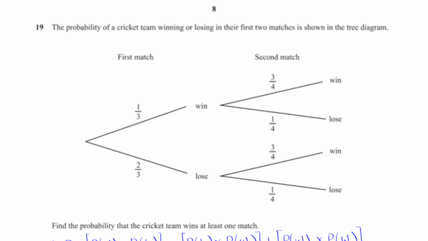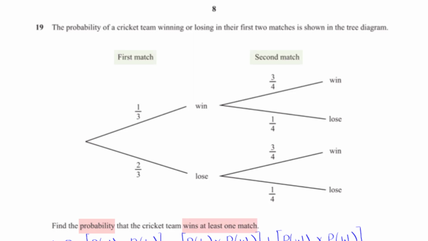The probability of a cricket team winning or losing in their first two matches is shown in the tree diagram. Find the probability that the cricket team wins at least one match.